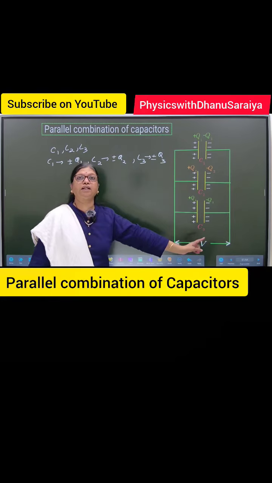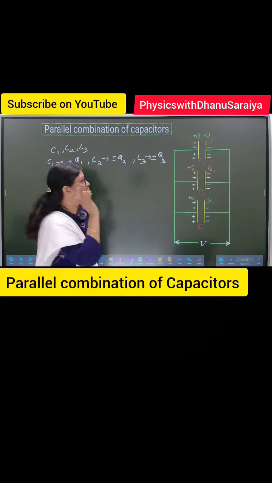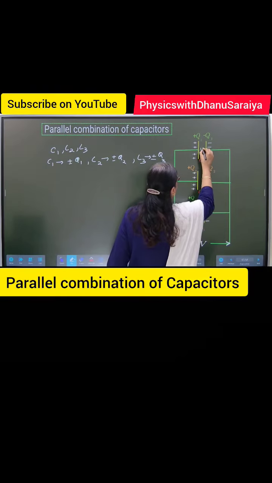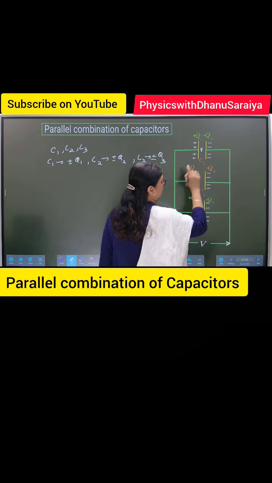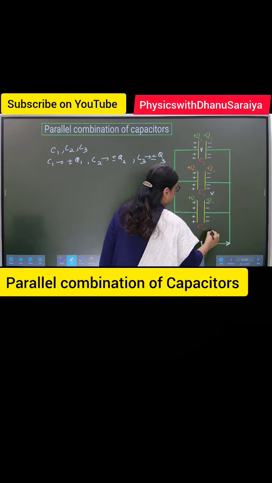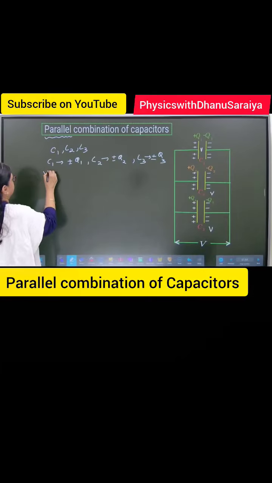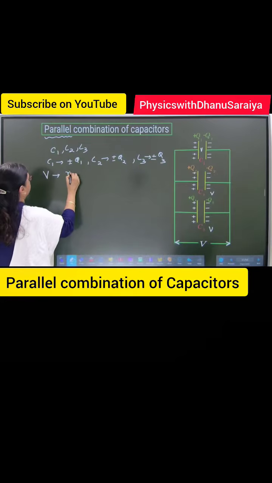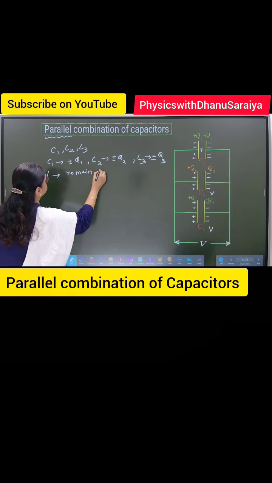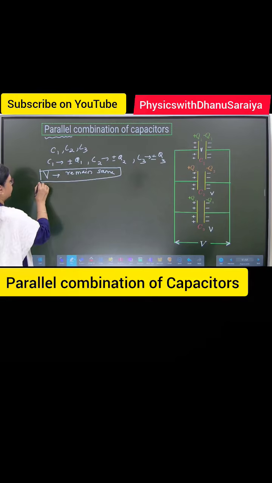The potential difference, the potential drop across each capacitor, remains the same. So, the potential difference between the plates of C1 is V. Similarly, for C2 also V, and for C3 also V. So, very important to remember, in a parallel combination, the potential difference between the plates remains the same. This is a point to be remembered.